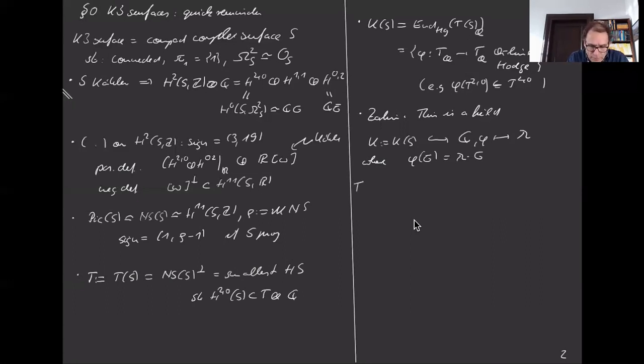And he showed more, namely, he showed that there are two cases. The first one is that this field is actually a subfield of the reals, so it's actually a totally real field, and we say this has real multiplication.